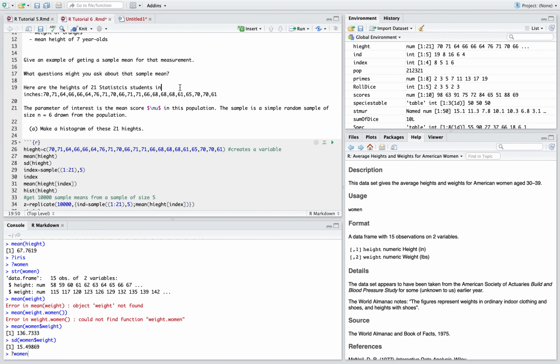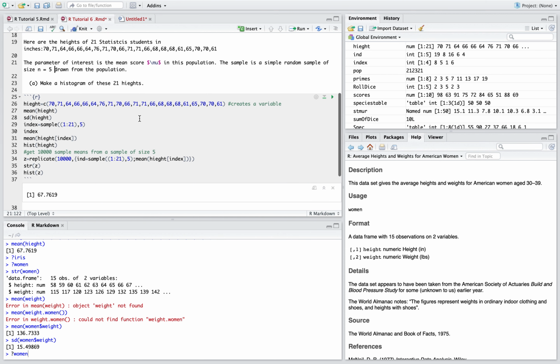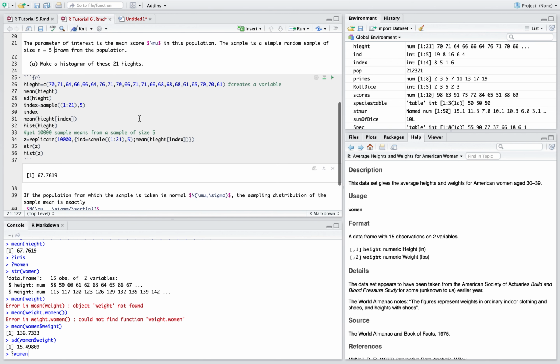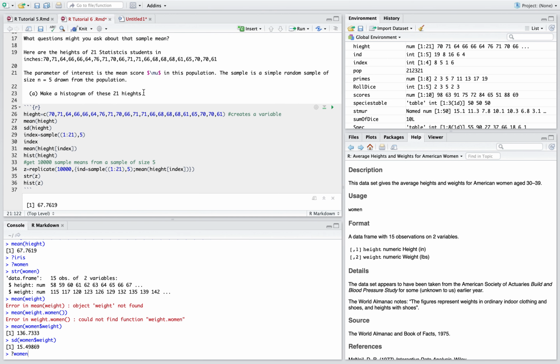So here are the heights of 21 statistics students in inches. And the parameter of interest is the mean height in this population. This sample is a simple random sample of size n equals 6 drawn from the population. Actually, I want n to be 5. So let's make a histogram of these 21 heights. And then we're going to want to do that.